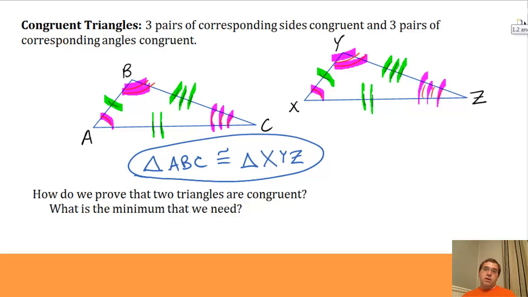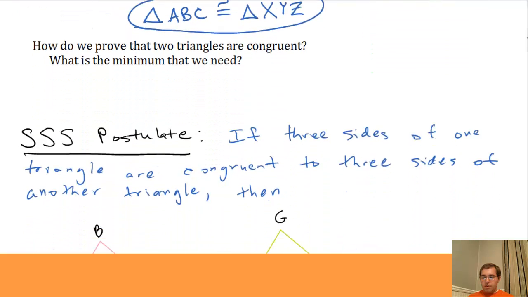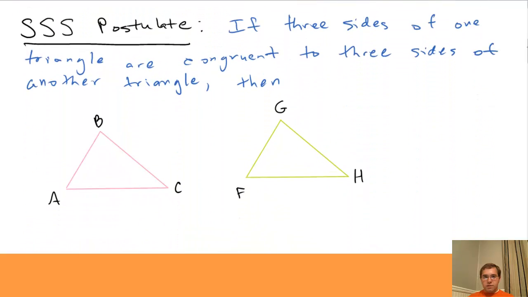And if I could, I would want to shorten that list down from 6. And so I asked the question, how do we prove that 2 triangles are congruent? What is the minimum amount of information that we need in order to know that 2 triangles are congruent? Do we have to show all 6 of these pairs every time? 3 pairs of angles and 3 pairs of sides. And it turns out we don't need to show all of them. And the minimum, in most cases, is 3 things.